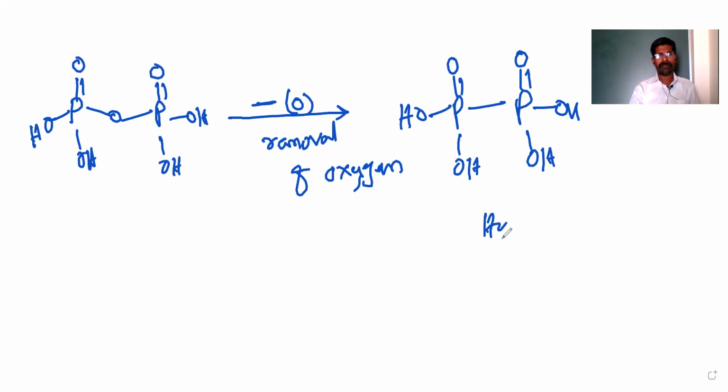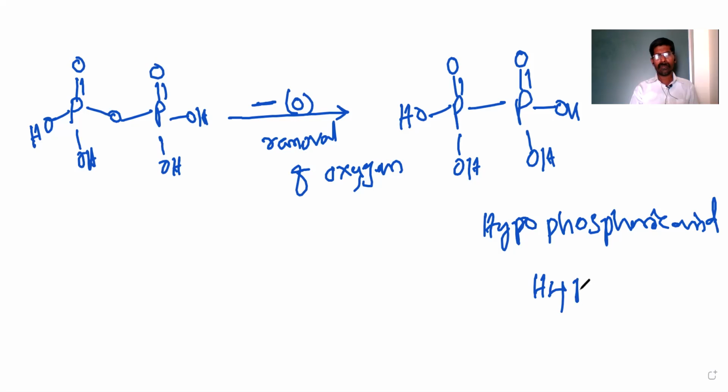Now this one is the hypophosphoric acid. What is the formula here? That one is H4P2O6. Now, H4P2O6. Is it clear now? H4P2O6. In the case of pyrophosphoric acid, what is the formula? H4P2O7. In the case of pyrophosphoric acid, H4P2O7. Okay, now so these are the compounds actually.